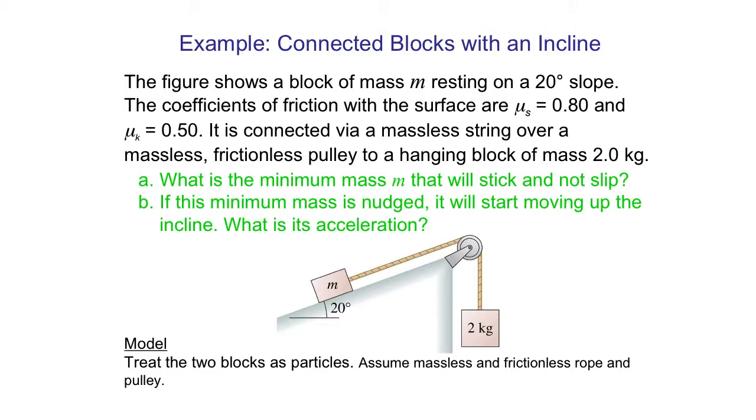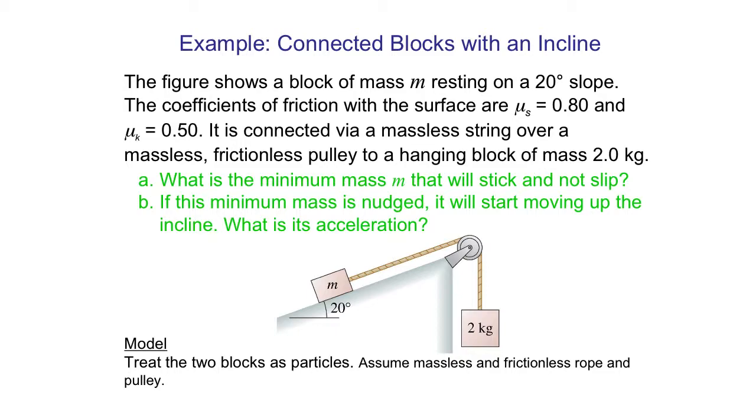Okay? Here's the type of question that could easily show up on an exam. The figure shows a block of mass m resting on a 20-degree slope. The coefficients of friction with the surface are mu sub s and mu sub k. So again, these are numbers that are given to you, right? There's a static coefficient and a kinetic coefficient of friction. It's connected via a massless string over a massless frictionless pulley to this hanging block.